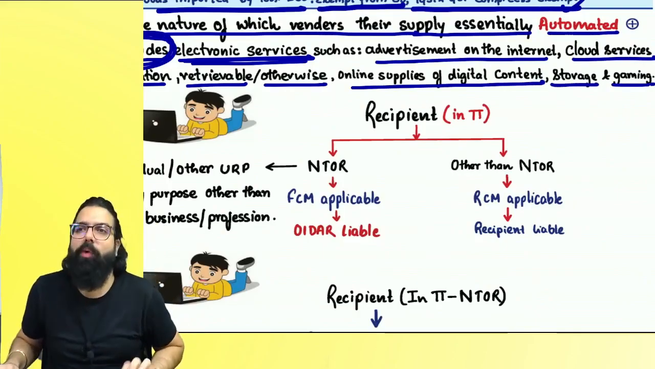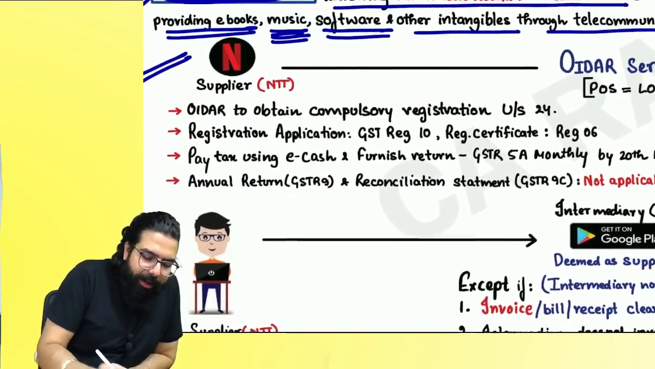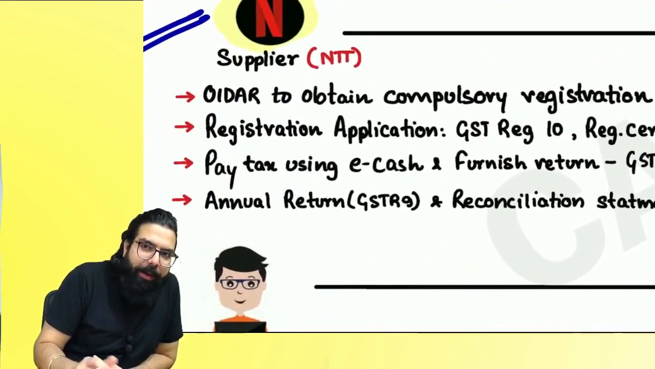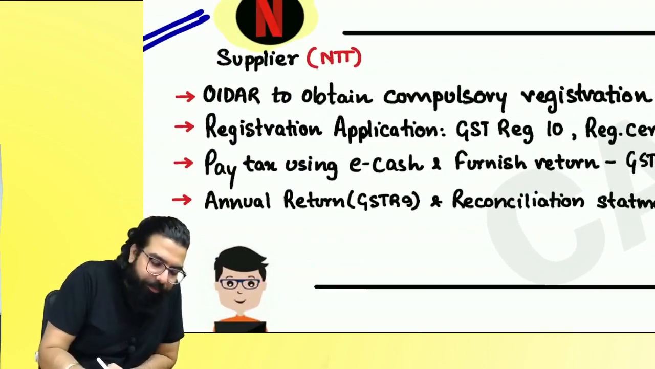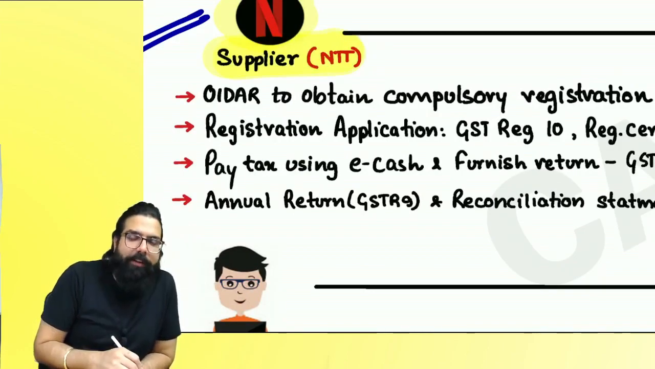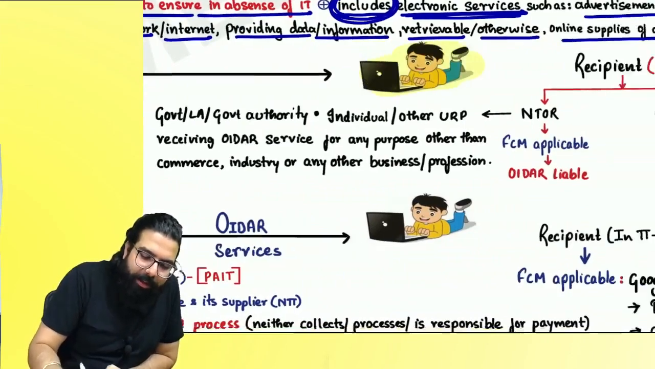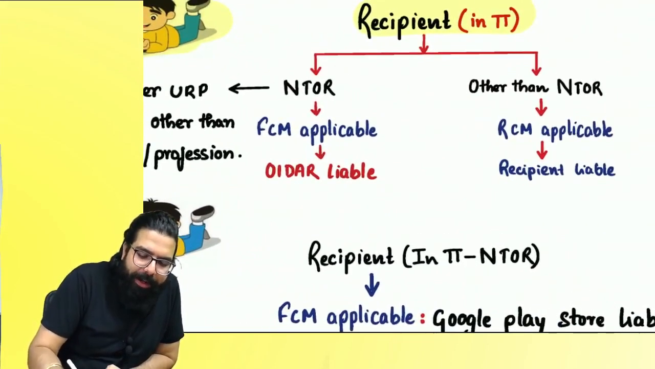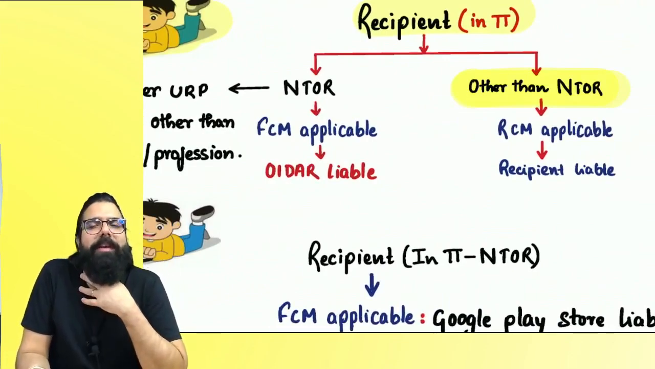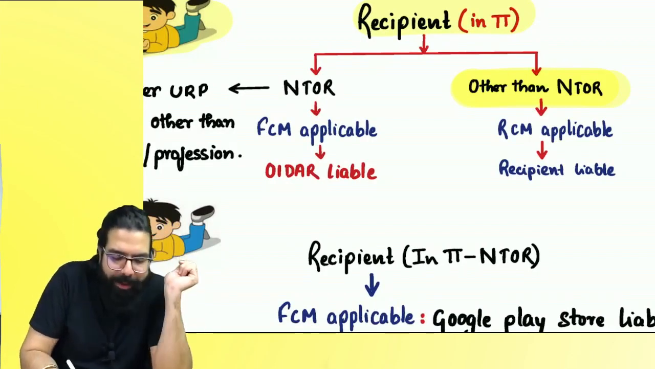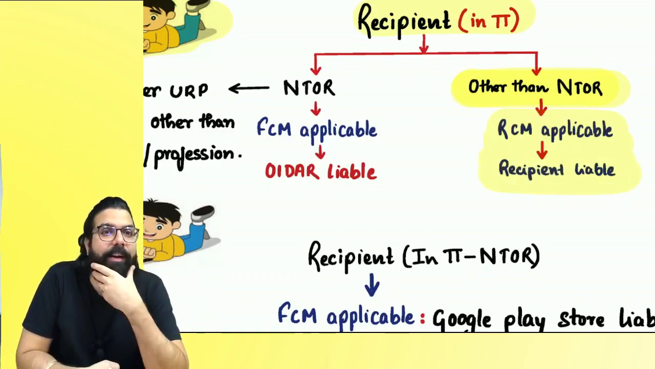OIDR service. Can I go ahead, everyone? Now, people, this you already know. Supposing there is a Netflix. I'm giving the Netflix example. Now we are understanding section number 14 of your IGST Act. Supplier is in non-taxable territory. Recipient is in the taxable territory. If the recipient is other than an NTOR, might be a business entity which is doing business and registered, then they will pay the GST under RCM. Recipient will be liable to pay GST under RCM.